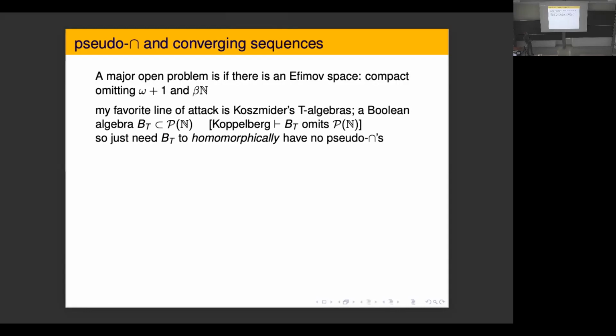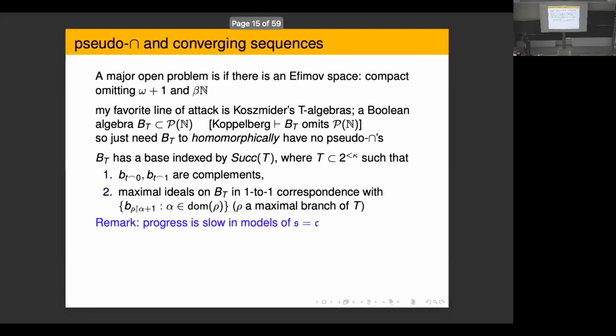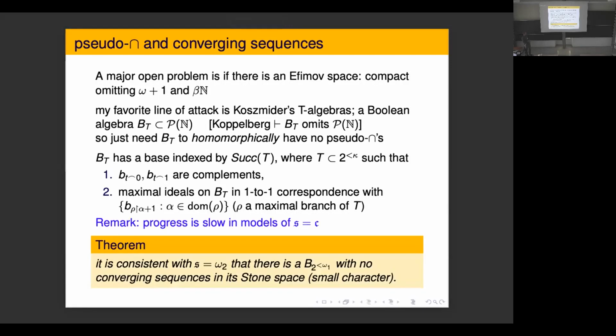And my favorite line of attack, you know what, I got the wrong slides here. Oh, I'll have to skip many things, is Kunen's T algebras. So I'm gonna have to skip that because of time, but I wanted to mention this result of mine from a couple of years ago. Using his T algebras, you can get a model using Laver forcings adding diagonalizing, so raising s using Laver forcings, and yet getting an Efimov space of character aleph 1. So the splitting number goes up to aleph 2, but the character of every point in this Efimov space is aleph 1.